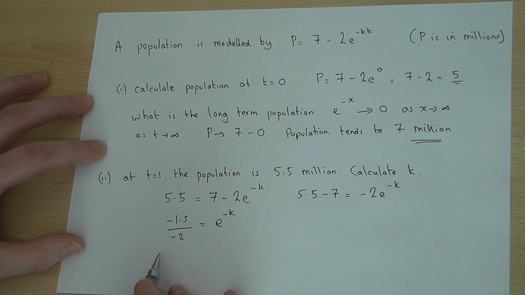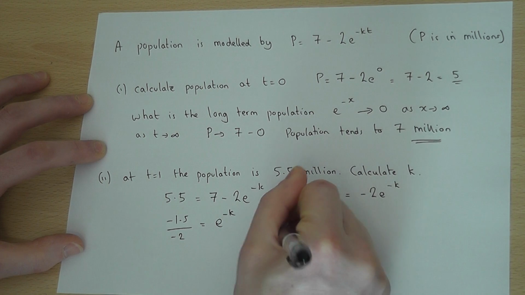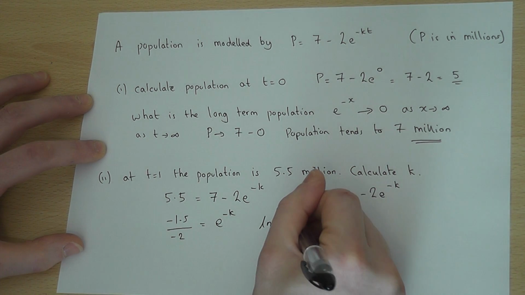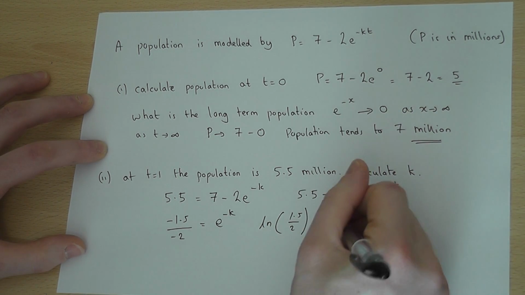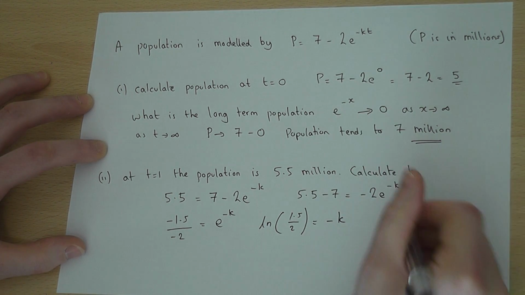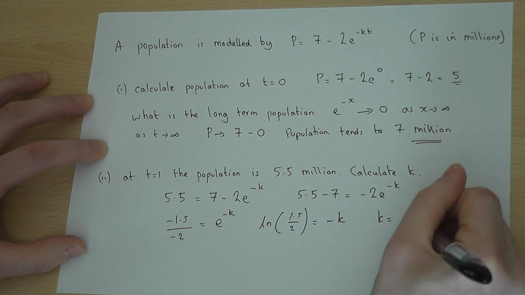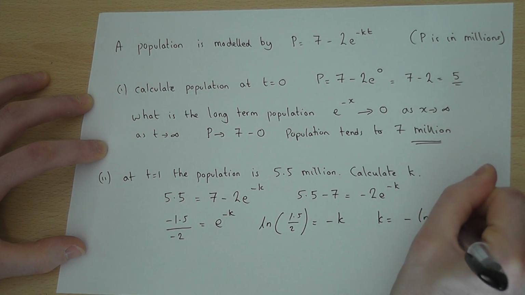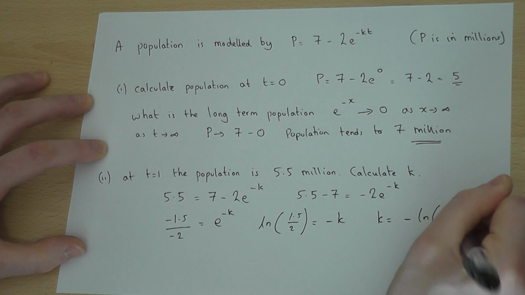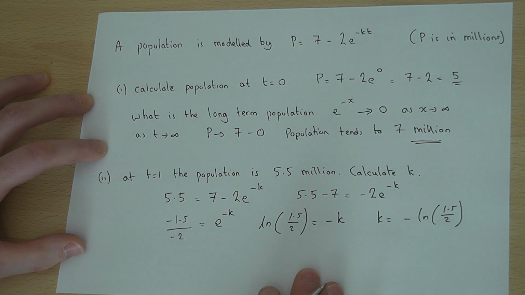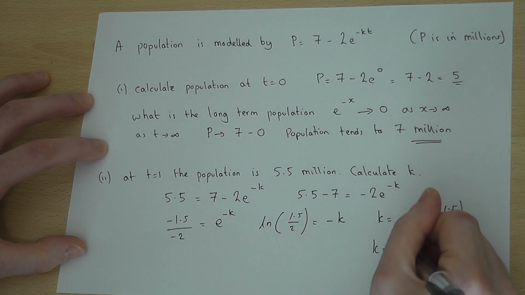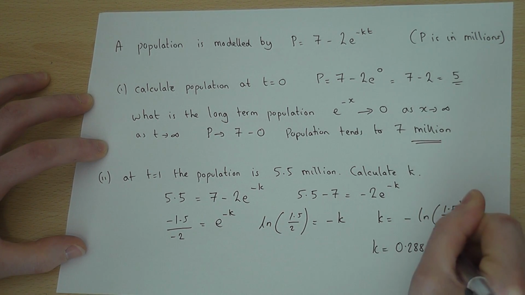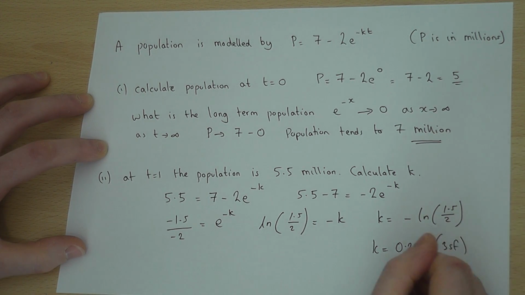If I now apply logs to both sides, then I get ln of, the negatives cancel off, 1.5 over 2, ln and e cancel off, so I get minus k. So therefore k equals negative ln of 1.5 over 2, and if we put that into our calculator, we get k is equal to 0.288 to 3 SF.